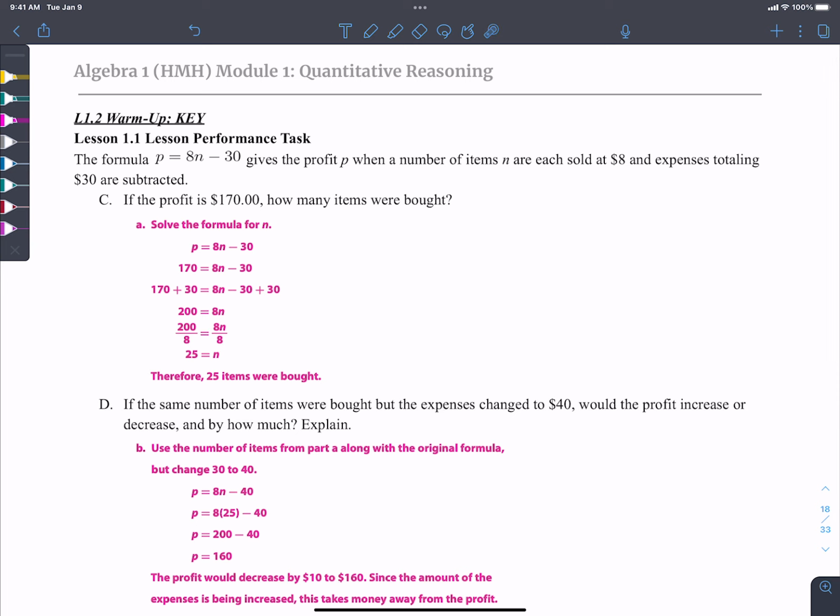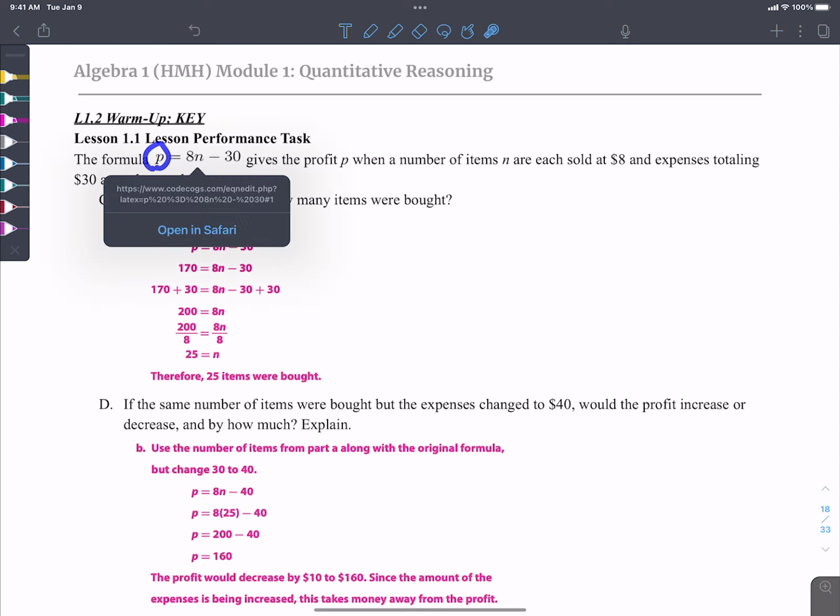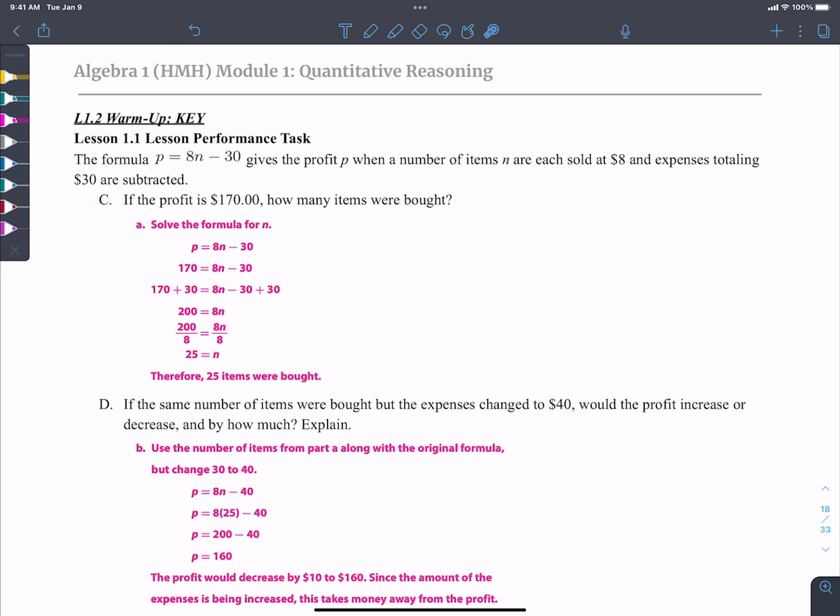In this particular case, we are given that profit P is equal to 8n minus 30. It says that N items are sold for $8 each, and expenses totaling $30 are subtracted. If the profit is $170, how many items did you buy? Well, this 170 represents profit, which is P. So we plug 170 into P, and we end up with this particular formula.